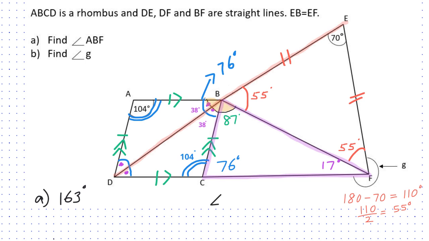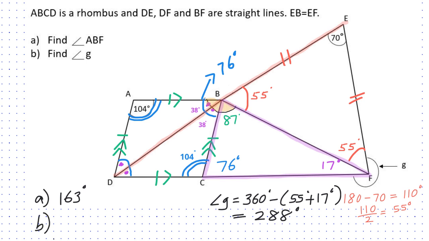Therefore, angle G is equal to 360 degrees minus 55 plus 17, which gives us 288 degrees. So answer to question B would be 288 degrees.